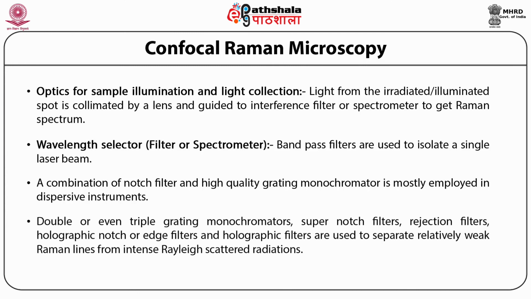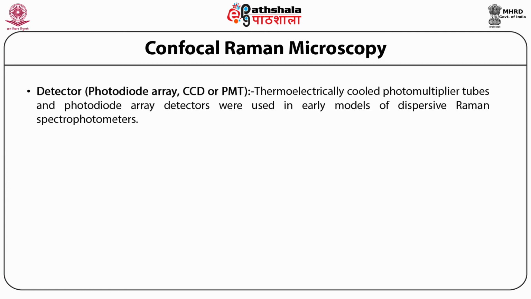Double or even triple grating monochromators, super notch filters, rejection filters, holographic notch or edge filters, and holographic filters are used to separate relatively weak Raman lines from intense Rayleigh scattered radiation. Fourth is the detector, which consists of a photodiode array, CCD or PMT.